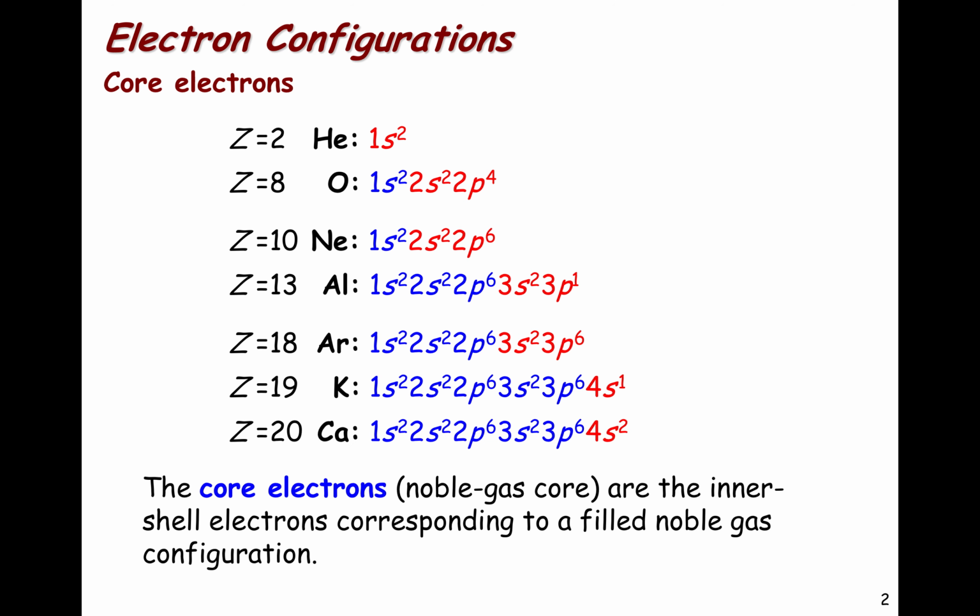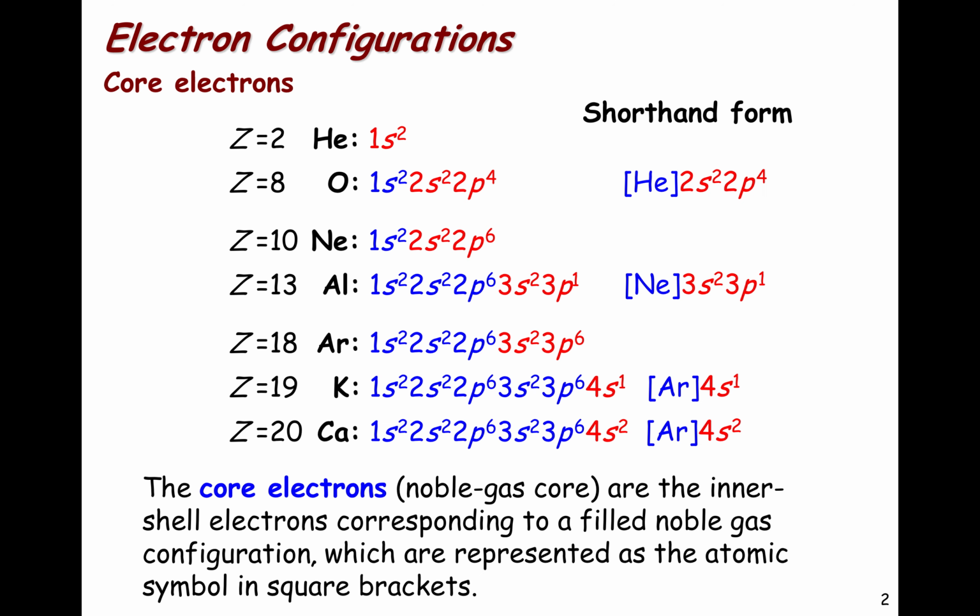Finally, we add 1 more electron to the 4s, and that fills that subshell. So we have 2 electrons in the valence shell for calcium. To write the abbreviated form of the electron configurations, what we're going to do is replace the electron configurations that are in blue with the corresponding atomic symbol of the noble gas, which we place in a bracket, and then only show the valence electrons, which are shown in red.